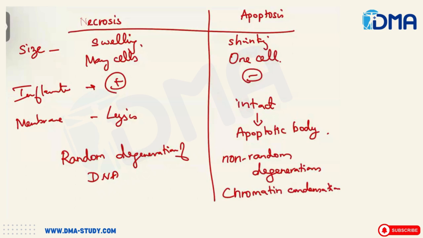Okay, so what are the different types of chromatin condensation that you know of? Am I audible? Yes, ma'am. Tell me, what are the different types of chromatin condensation that you know of? Pycnosis, karyolysis, karyorrhexis. Yes, karyolysis, karyorrhexis, right? What does karyolysis mean?